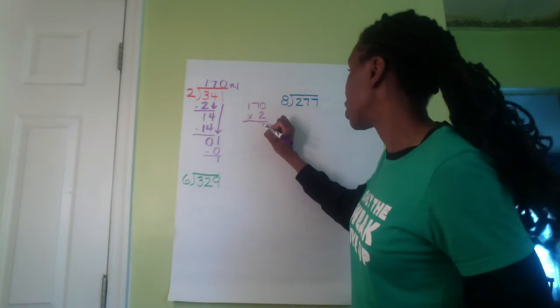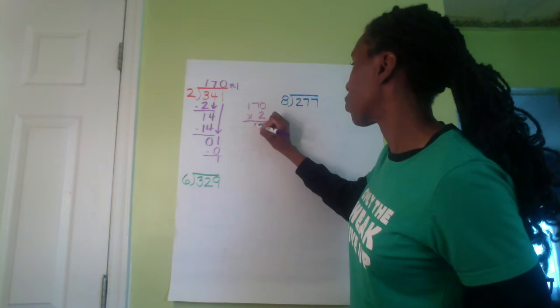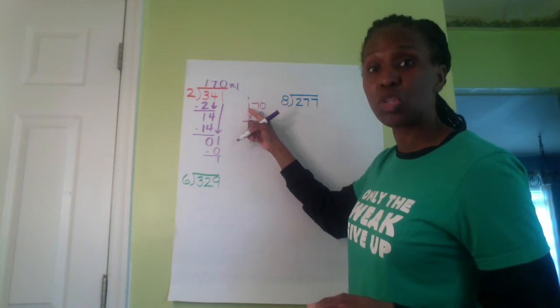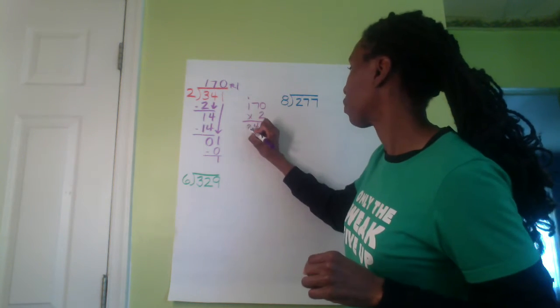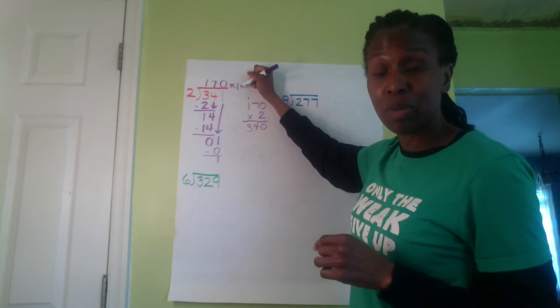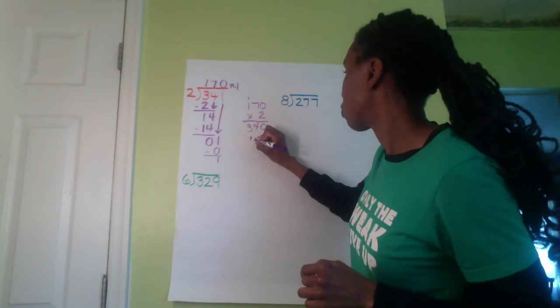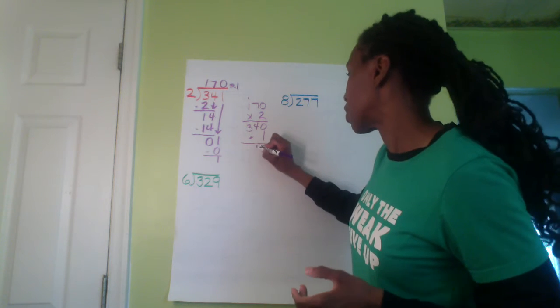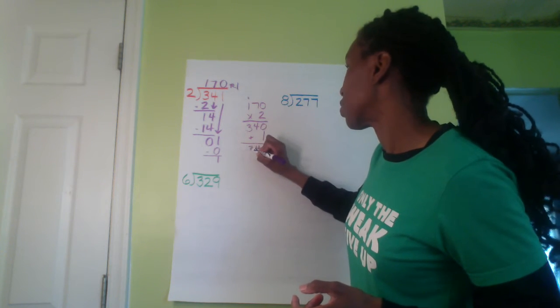0 times 2 is 0. 2 times 7 is 14. Here's my 4. I bring my 1 up here. 2 times 1 is 2, plus 1 is 3. Not done yet, because I have a remainder, and you add that. So plus 1. 0 plus 1 is 1. 4 plus 0 is 4. 3 plus 0 is 3.